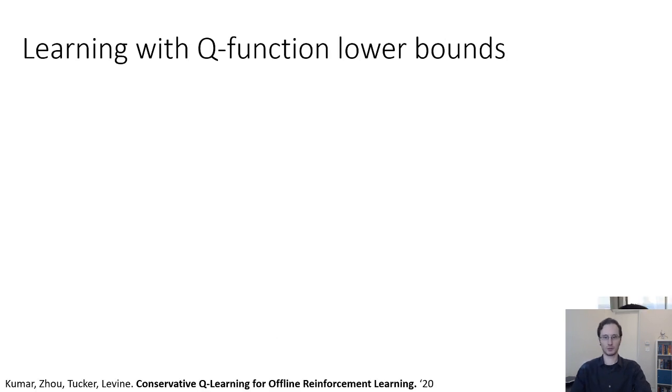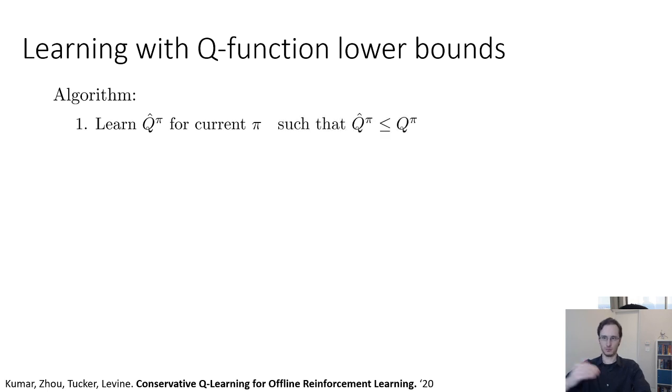So this is work that was primarily led by my student Aviral Kumar, and the particular algorithm that Aviral proposed is a kind of actor-critic style algorithm where you learn this lower bound Q function for the current policy so that Q hat is less than or equal to Q, and then you update your policy. Now, you don't actually need to represent the policy explicitly. You can still have a Q-learning algorithm where it's implicit, where it's the argmax policy, but it's a little easier to explain in an actor-critic setting. We call this conservative Q-learning, though, because it's also very simple to instantiate as a Q-learning method.